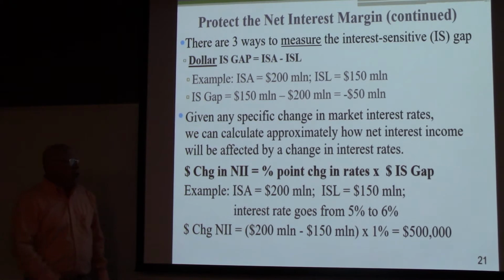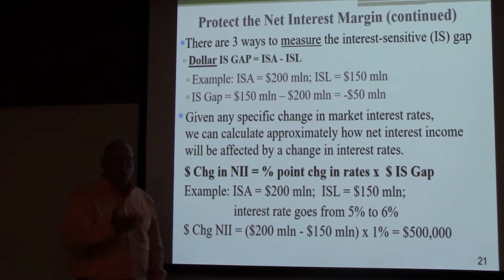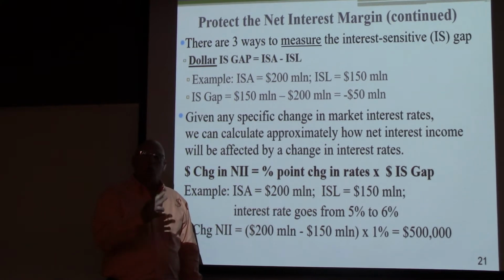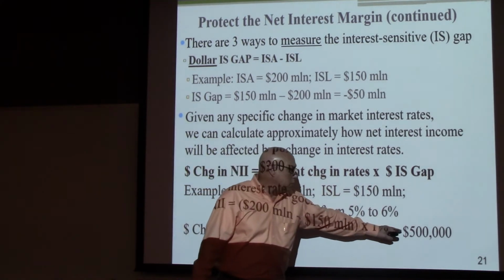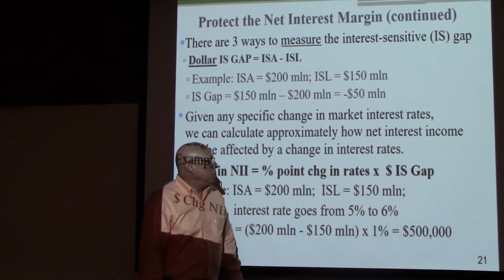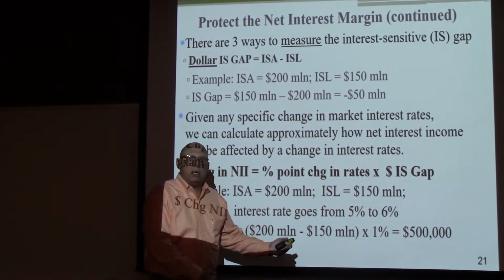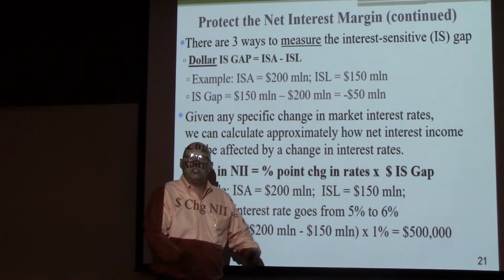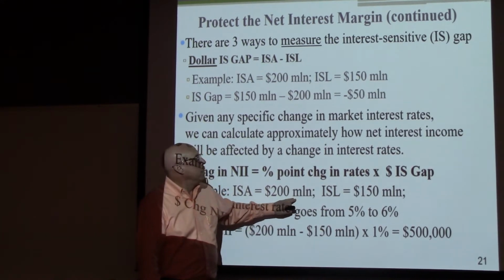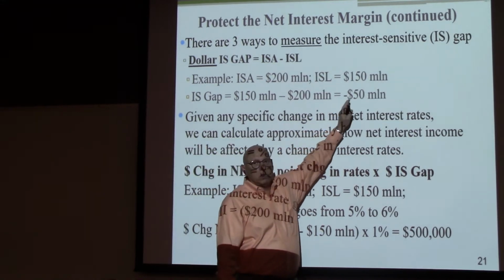So you start to get a sense of how we can forecast and model the bank and control risk. Do we want this $500,000 to happen either positively or negatively, because interest rates could move up or down? So we have to decide how big we want this gap to be.